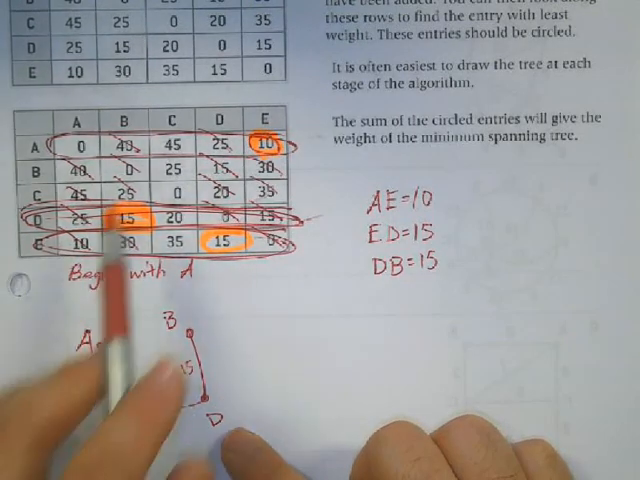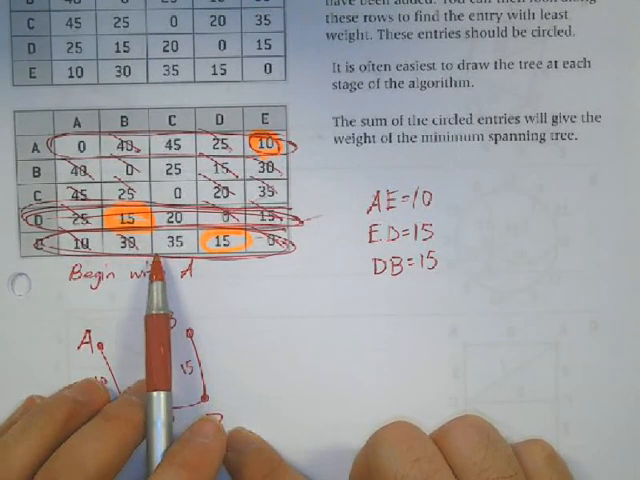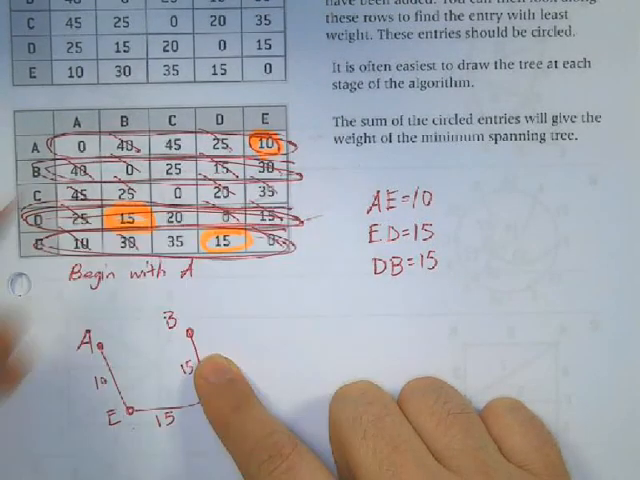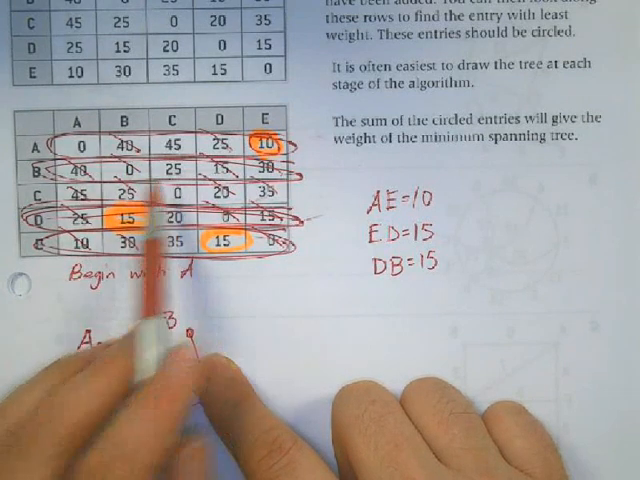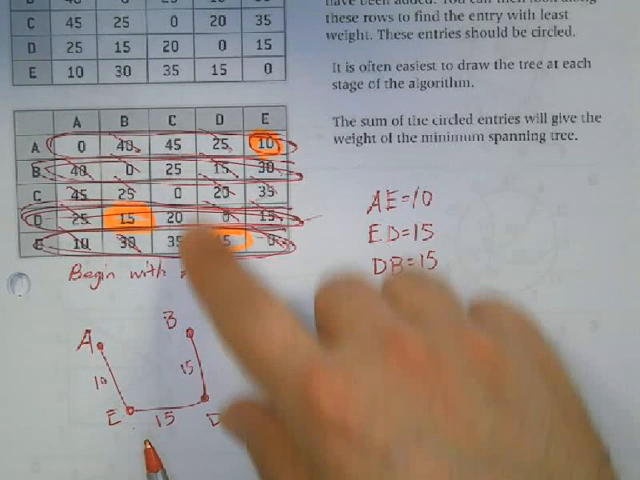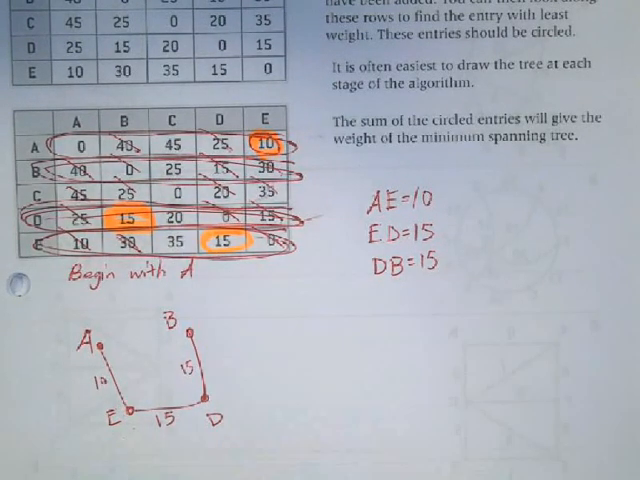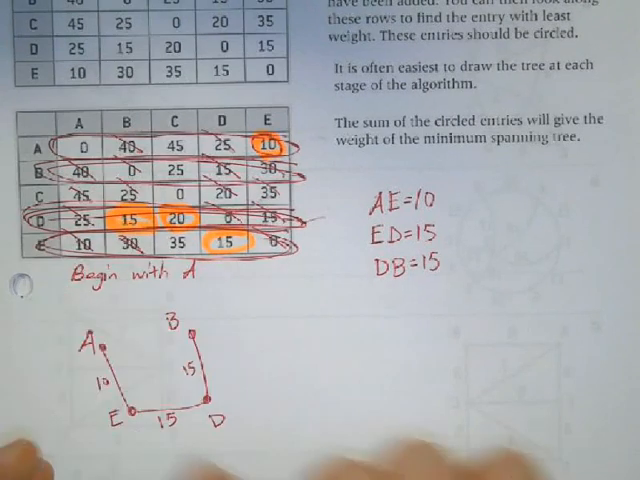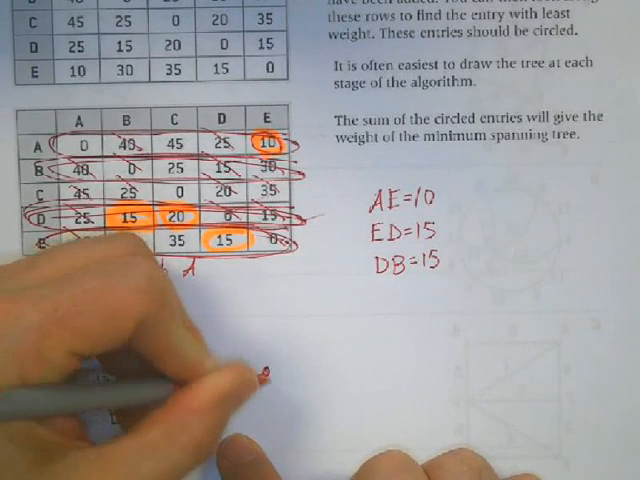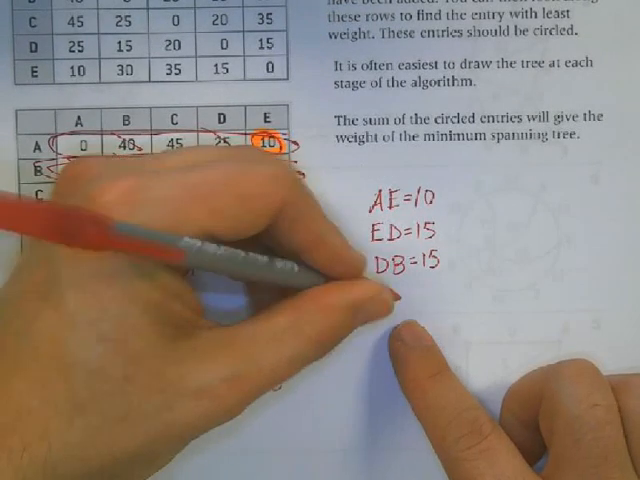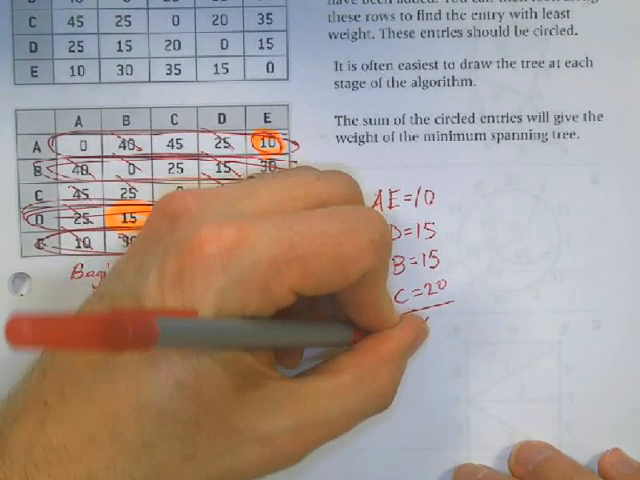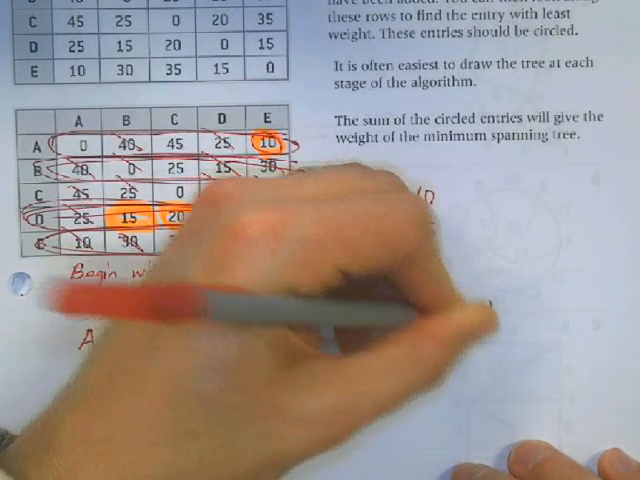Now I can look at row B. I've got 45, 25, 20, and 35. So what's left, the shortest route is going to be with 20. And 20 connects D to C. And you add those together, and you're going to get 60 total.